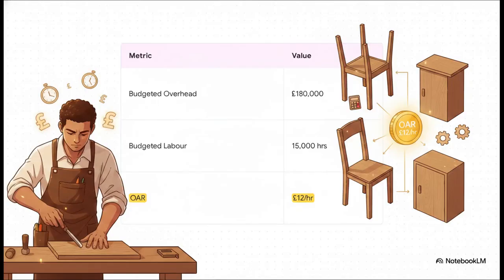Let's look at some actual numbers. Say our budgeted overhead for the whole factory this period is £180,000. And since we make custom furniture, we're very labor-intensive, expecting 15,000 direct labor hours in total. We divide £180,000 by 15,000 hours, and boom! Our calculated OAR is £12 for every direct labor hour worked. So we'll charge £12 of factory overhead to a job for every hour a carpenter spends on it.